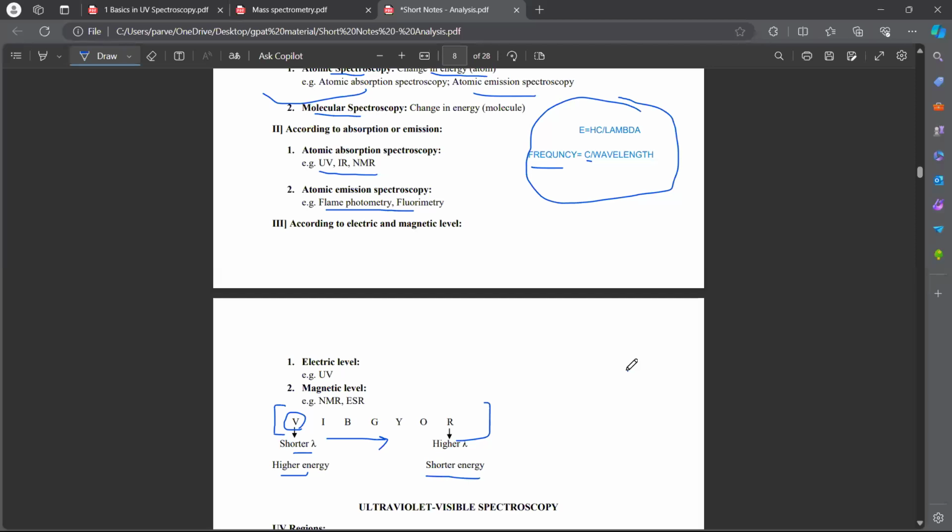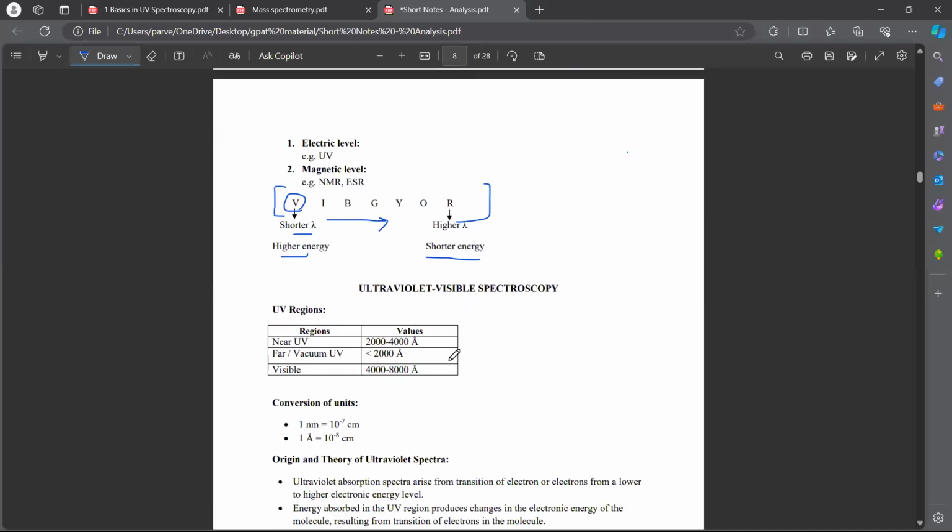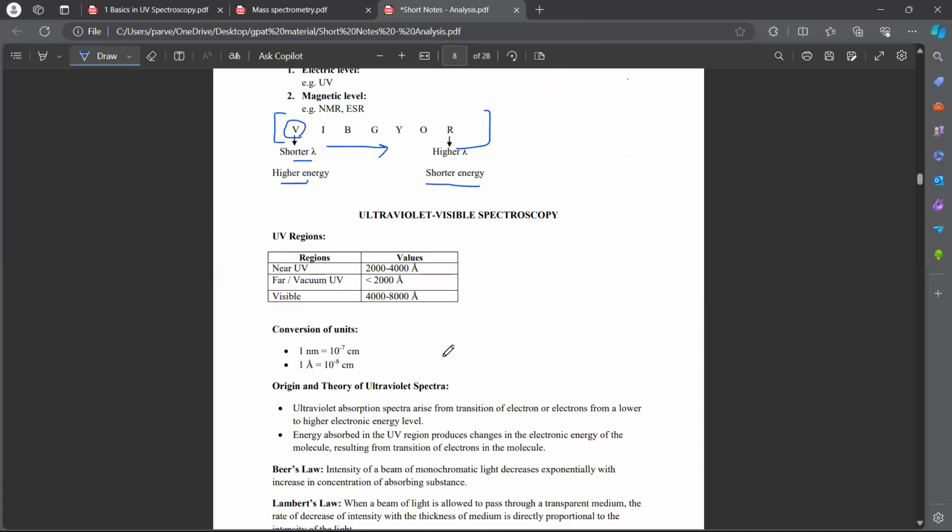And what is the range of UV only? Great, Satvik. UV stands from 200 to 400, and from 400 to 800 we talk about the visible. The UV region is also divided into many zones: near UV zone, far UV or vacuum UV, and visible.